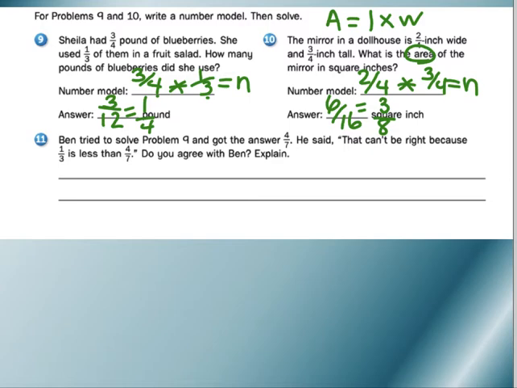So look at number 11. Ben tried to solve problem 9, and he got 4/7. He said, that can't be right because 1/3 is less than 4/7. Do you agree with Ben? Explain. Well, first of all, take a look at his answer. Based on what we know and what he wrote down, he's got a little problem there. I want you to see if you can figure out what that is. Write down whether or not you agree, and then you can move on to the next part. You may pause the video while you write.